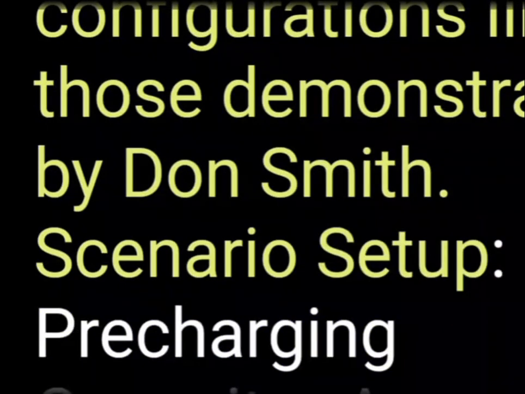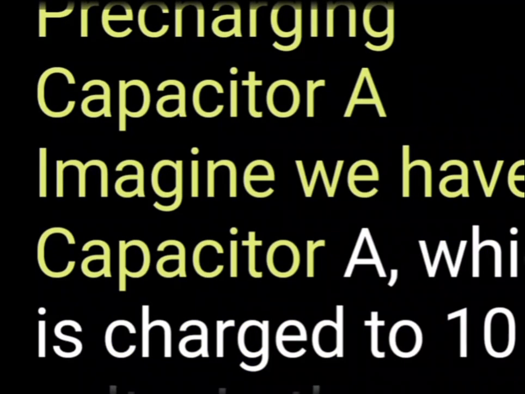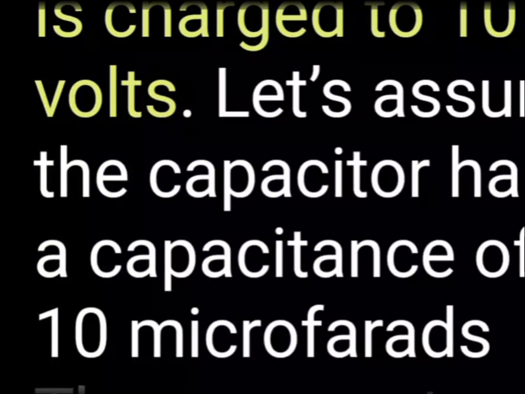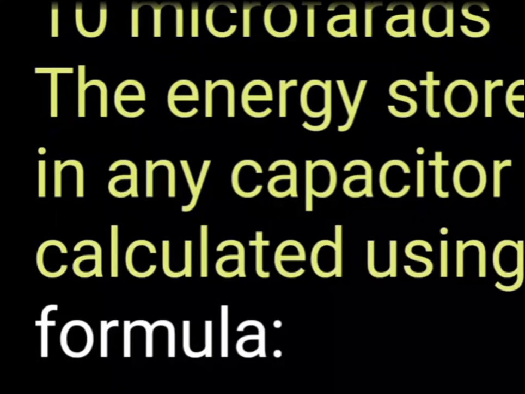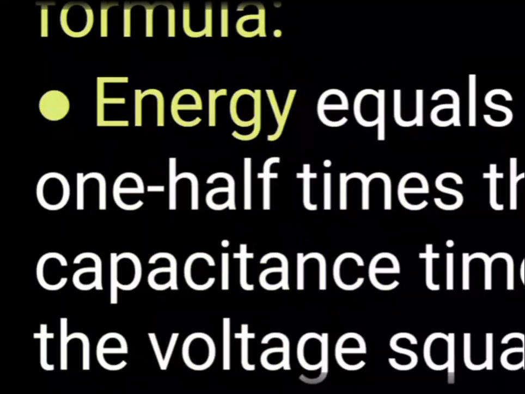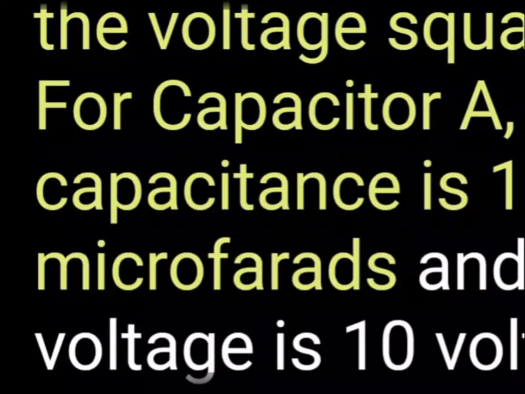Scenario setup. Pre-charging capacitor A. Imagine we have capacitor A, which is charged to 10 volts. Let's assume the capacitor has a capacitance of 10 microfarads. The energy stored in any capacitor is calculated using the formula: energy equals 1/2 times the capacitance times the voltage squared. For capacitor A, the capacitance is 10 microfarads and the voltage is 10 volts. Let's calculate the stored energy.